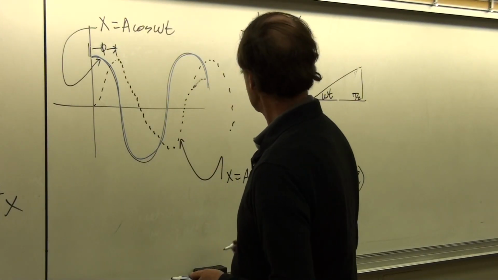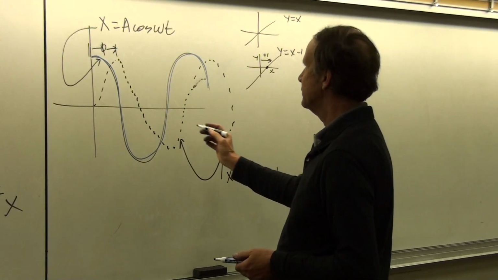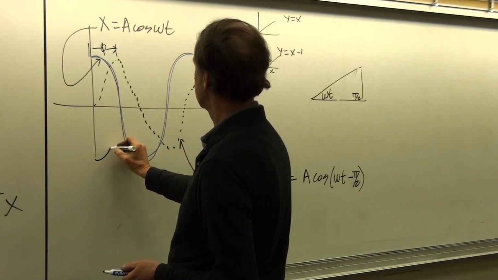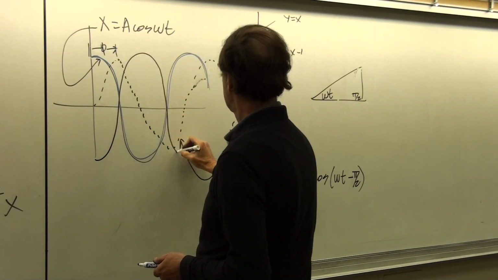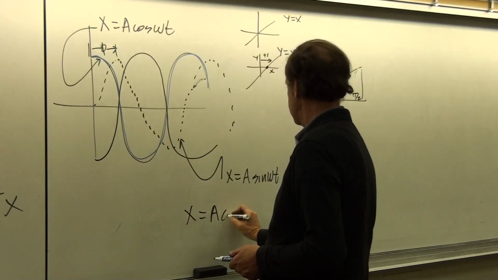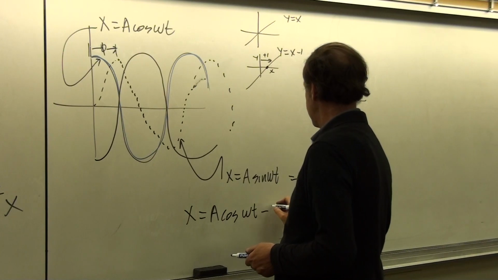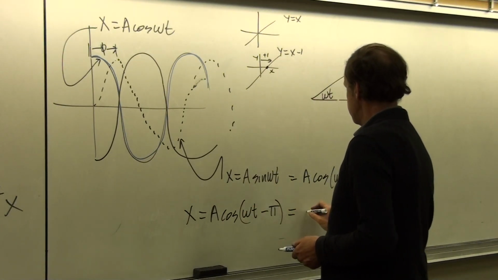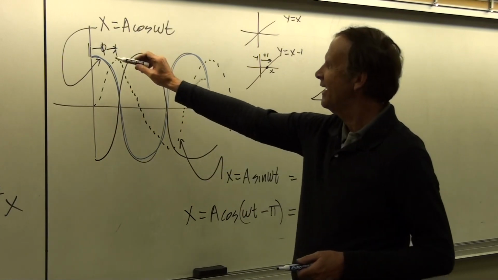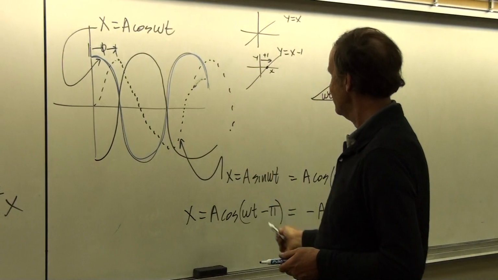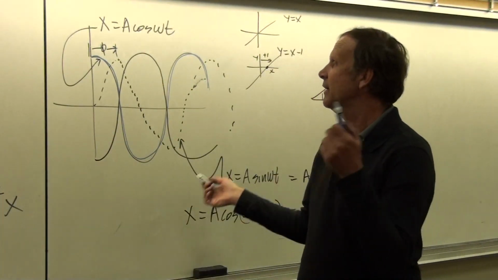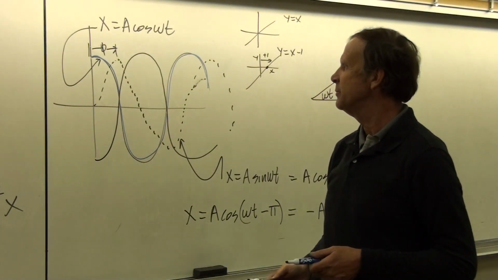Or we could shift it by an amount that's equal to pi. If we did that, then it would look like this. This would be a minus cosine function. So x then would be equal to a times the cosine of omega t minus pi. That would be equal to minus a times the cosine of omega t. So we could turn a cosine function into a sine function, or we could turn it into a minus cosine, turn it into a minus sine function, or we can be at any other intermediate point.